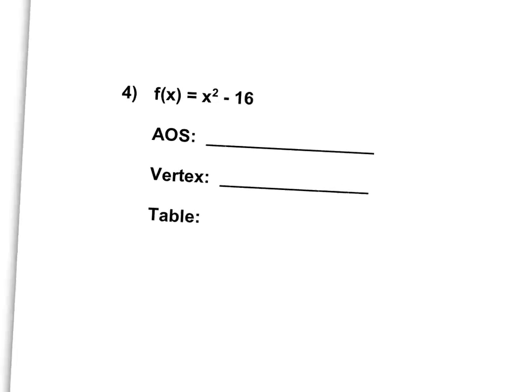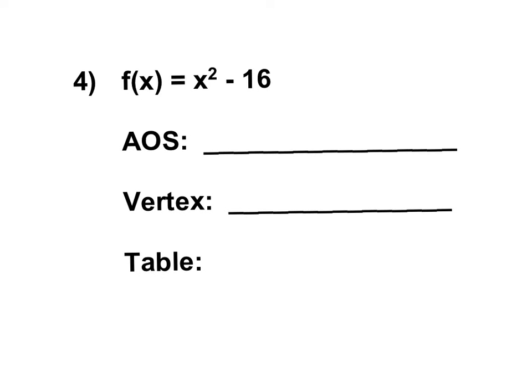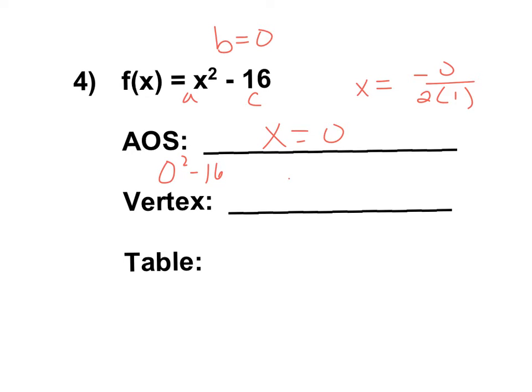All right, example 4. So on this one, we've got A is 1. Our B value, though, is missing, so it's 0. And then this will be C. So C is negative 16. So I have got x equals negative b over 2a, so negative 0 over 2 times 1. So my axis of symmetry on this one's again going to be at 0. So now when I plug in 0, 0 squared minus 16, I get negative 16.